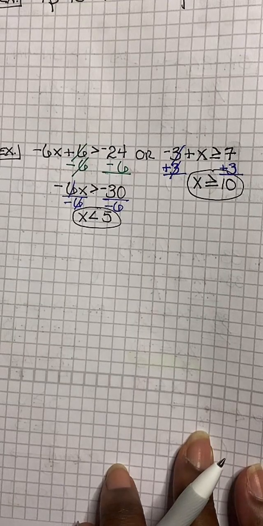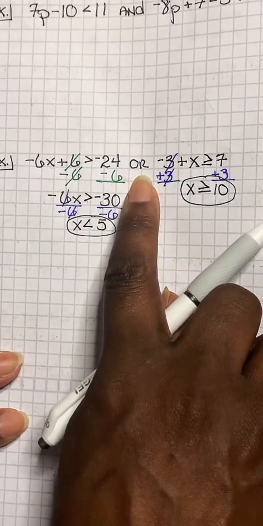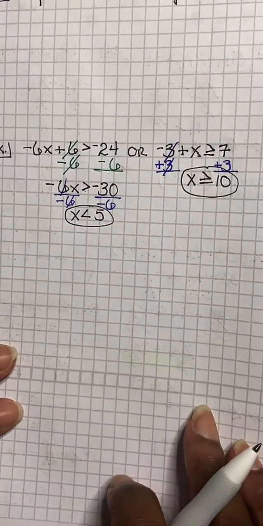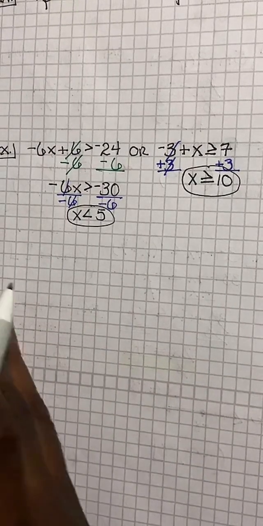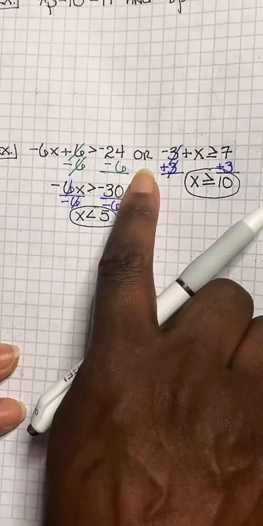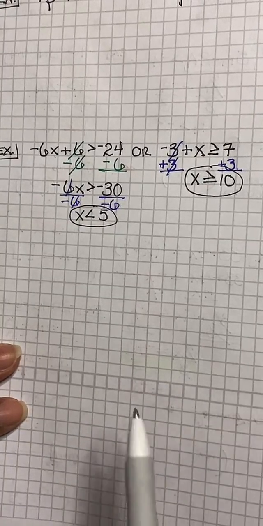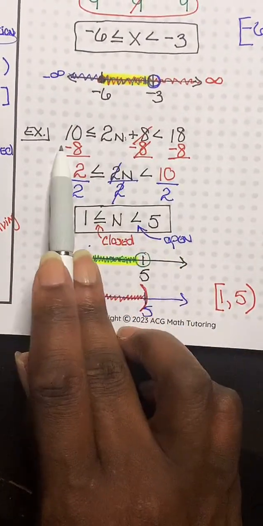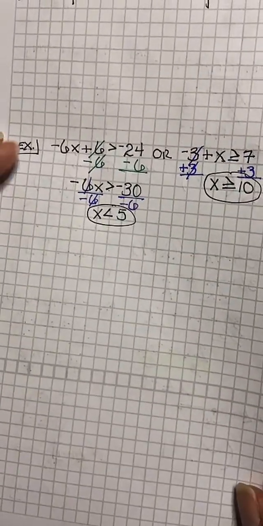Good job, Jessica. There we go. All right, so this is an or statement. Now, when it comes to or statements, one or the other needs to be true, hence the name or. Now, an and statement means it has to be the same numbers that work for both inequalities. It has to work for both of them. But for an or statement, it has to work for at least one.